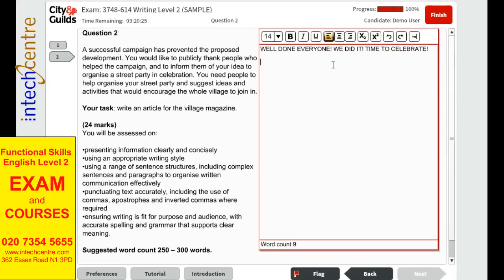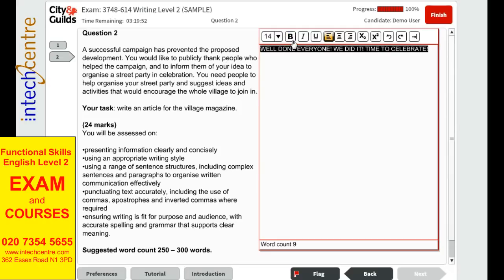Okay, so I've thought of a title here. So well done, everyone. We did it. Time to celebrate. So I've kept it quite nice, short and sweet, and I've also mentioned a few things related to the scenario. So time to celebrate, sort of indicative that there will be an event going on, which will help me to structure this piece of writing and also give some information, a little hint, you could say, in the title of what it will be about.